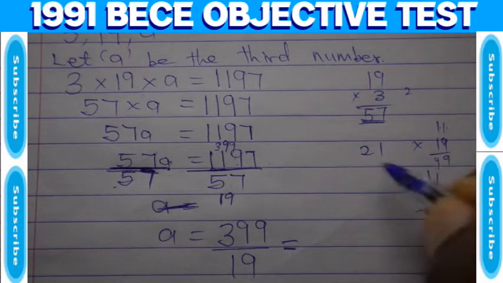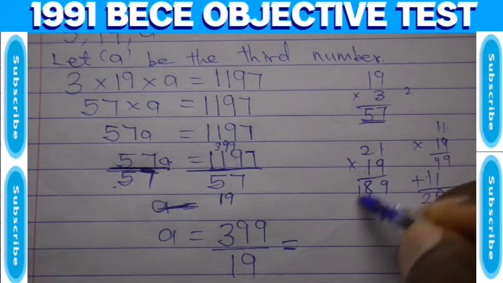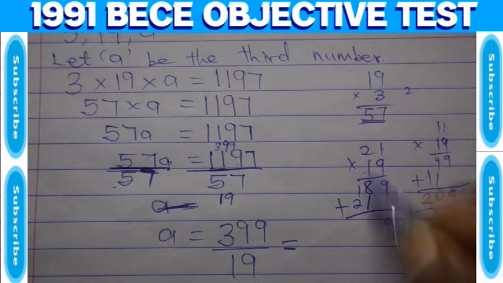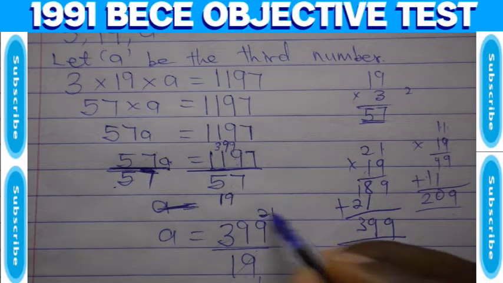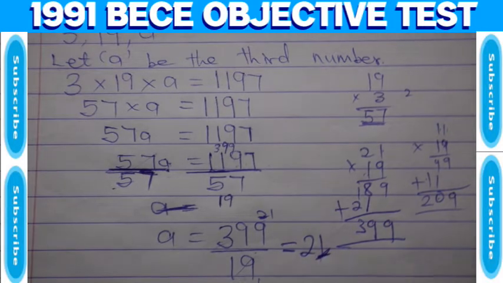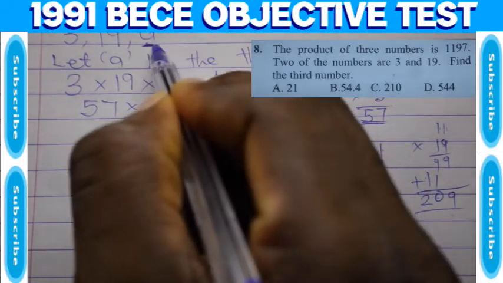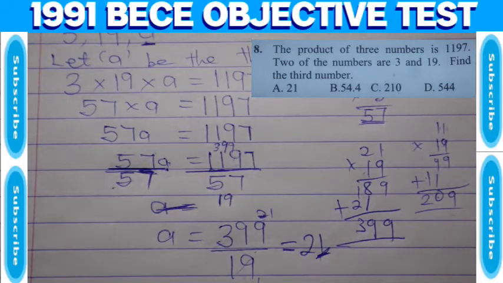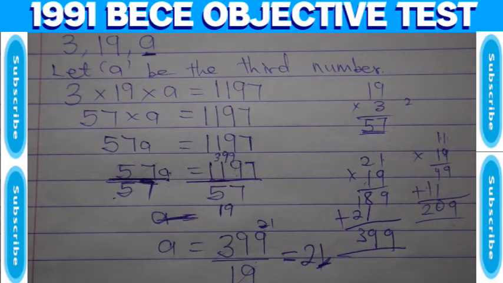All right, 21 multiplied by 19. We have 9 here, 18. 1 here, 2 here. Let's find the sum. 9, 9, 3. Boom. We have the answer. So 19 divides 399 21 times. So the value of A is 21. Therefore, the third number over here is 21. Take note of that. So we are done with question 8.